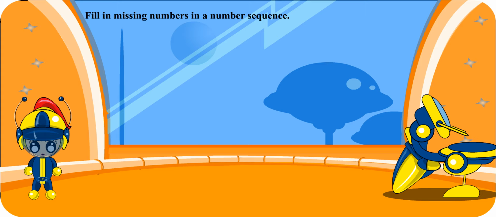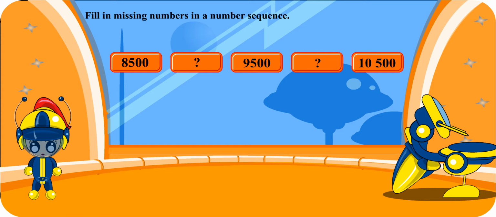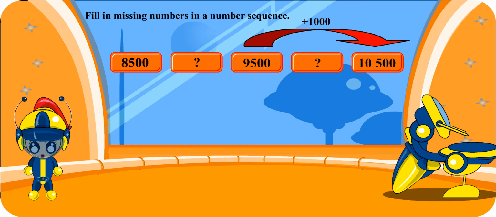Yes, teacher. What about this? Wow, looks very difficult. There are 5 numbers altogether. The first, third, and fifth numbers are given, while the second and fourth numbers are missing. I have no idea how to do this, teacher. Don't worry. Let me help you. Look at the three given numbers and find their differences. Well, the difference between the first and third is 1000. The difference between the third and fifth number is also equal to 1000.